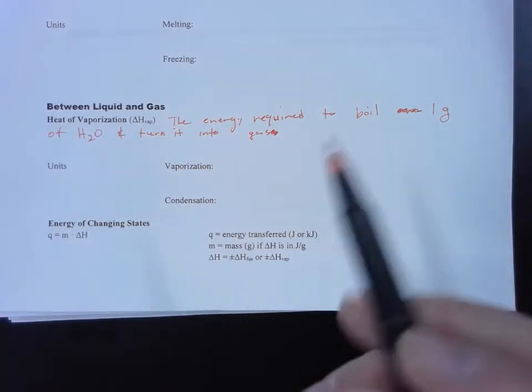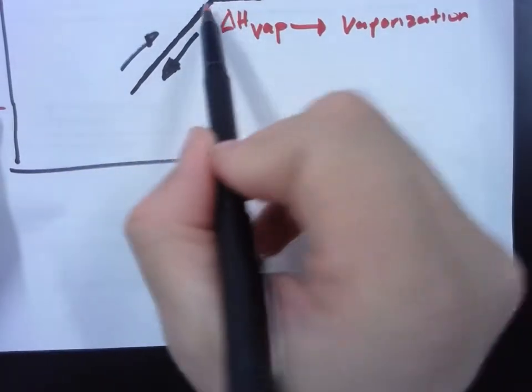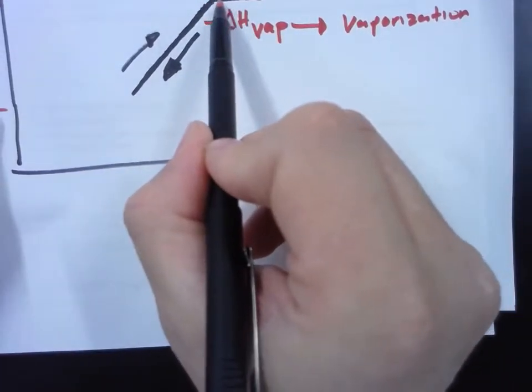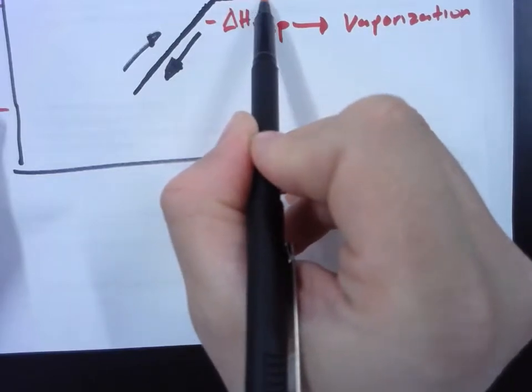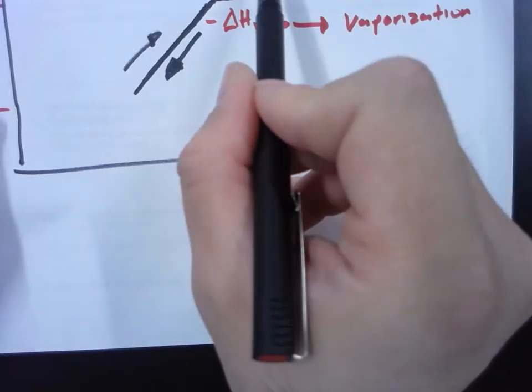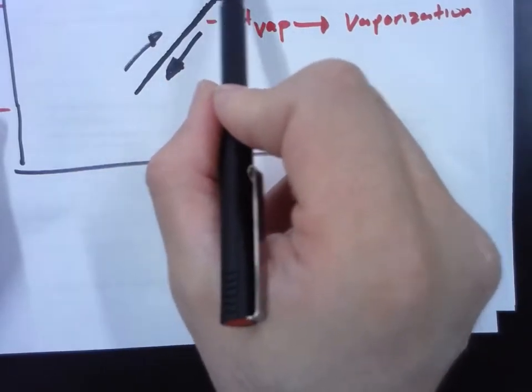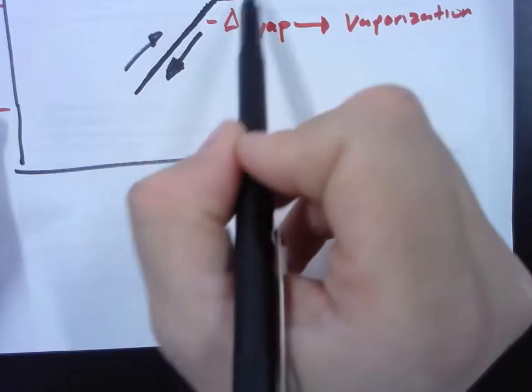Okay, and again, we're adding energy. So if we follow this curve now, we're adding energy, boiling this thing. As we're boiling, more of this water is turning into gas. So we're adding energy in order to get it to turn into gas. So for that reason, this change in heat is called positive delta H of vaporization.